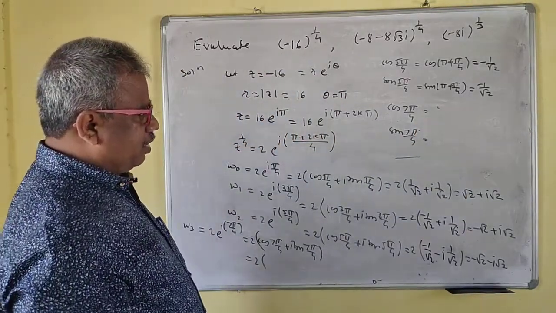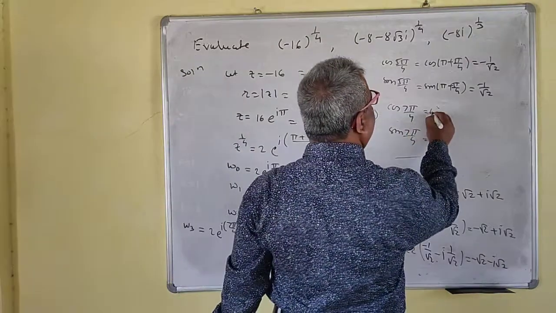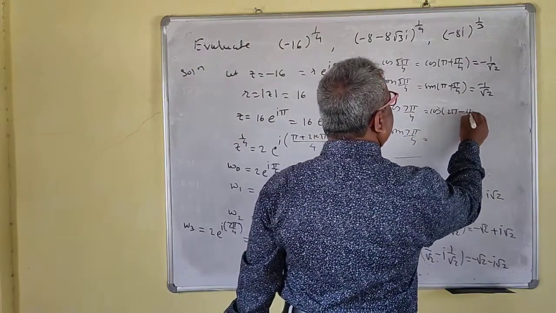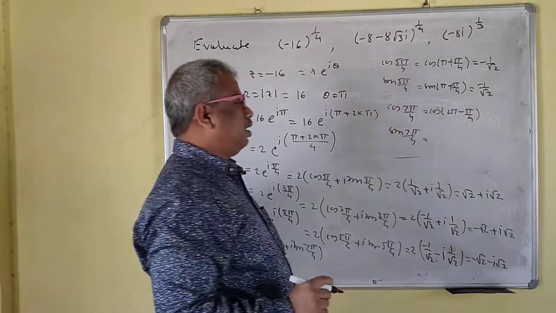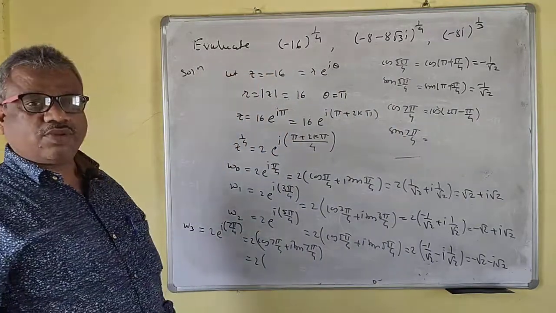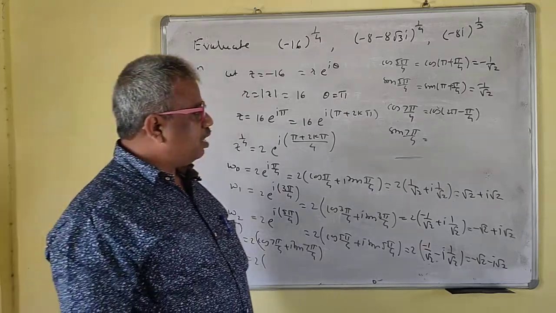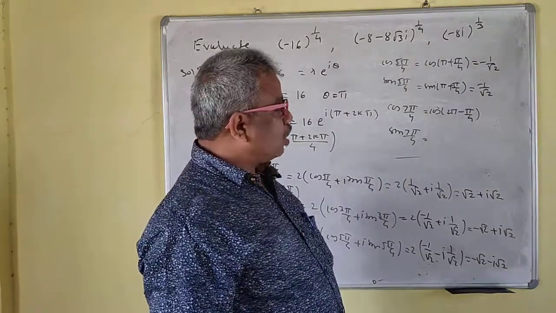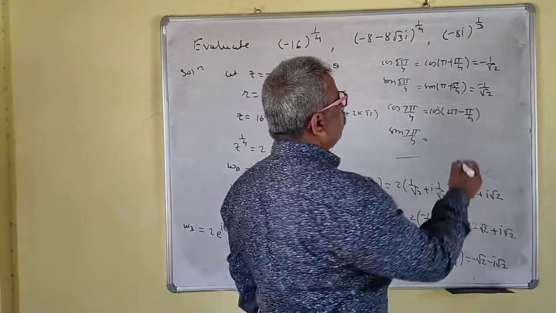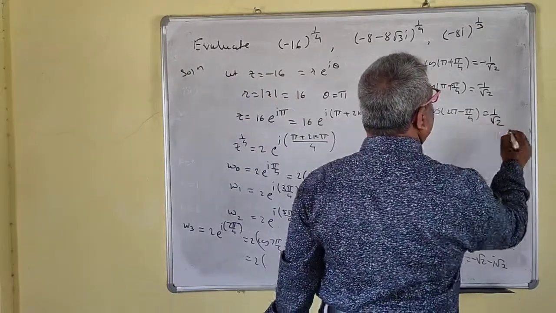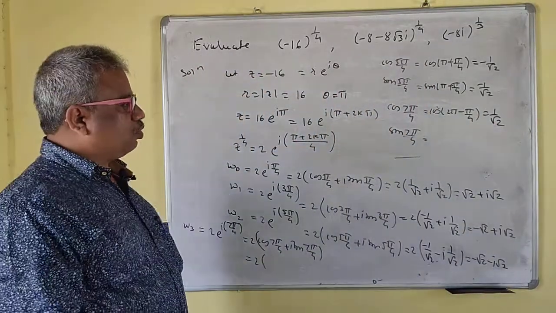So cos 7 pi by 4, how can we convert this? This is cos of 2 pi minus pi by 4. Is it okay? Yes, it is okay. So now we'll do for the first term only. So cos 2 pi is 1, cos pi by 4 is 1 by root 2. So this is just 1 by root 2.